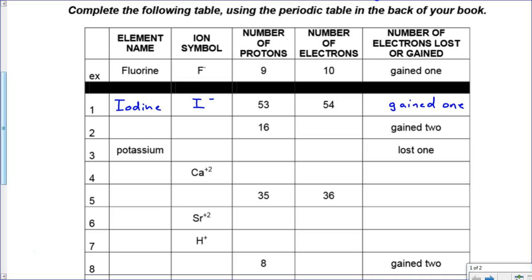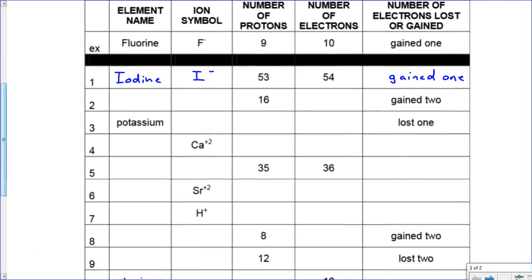Number two, number of protons is 16. Looking at the periodic table, we can figure out that that is sulfur. All right, the symbol here, it gained 2 electrons, it says, so that means that it's going to have 18 electrons. It's going to have more electrons than it has protons, so it's going to be a negative charge. So this ends up being S2 minus.